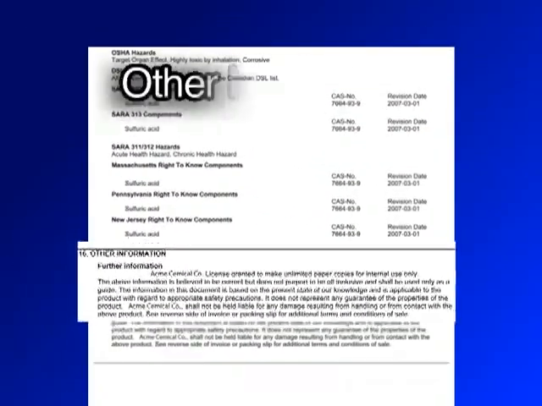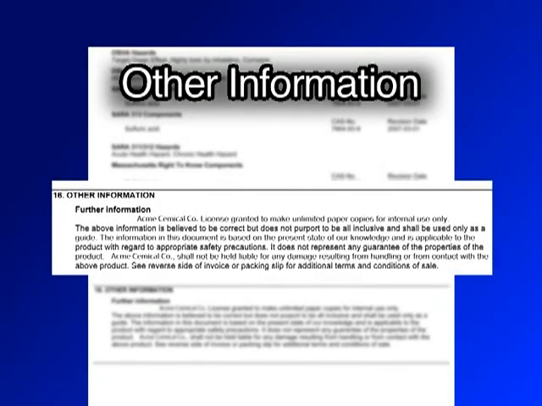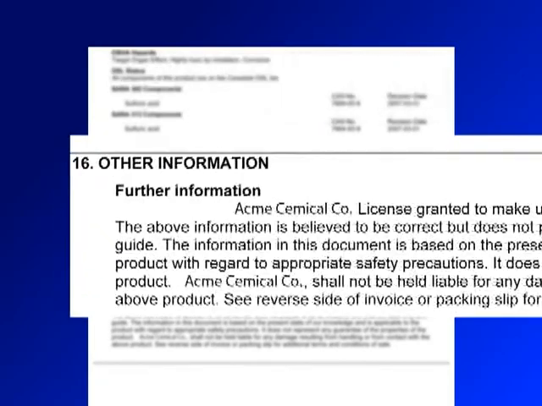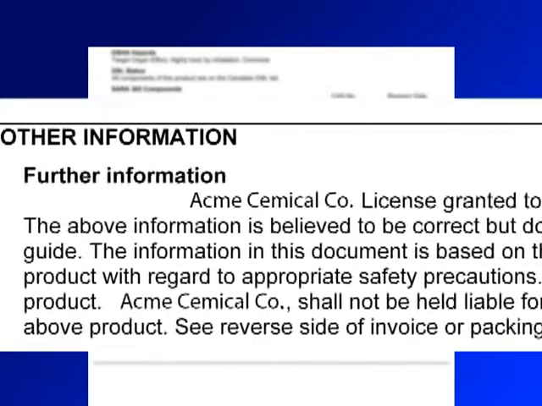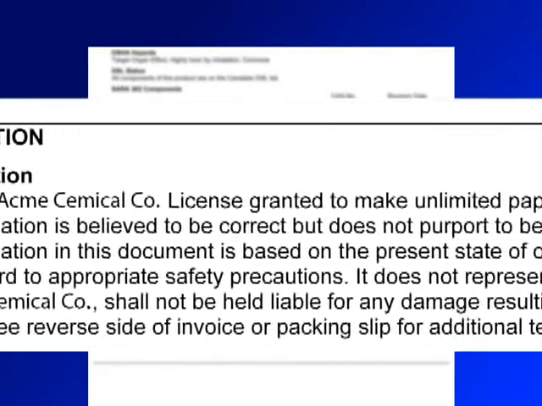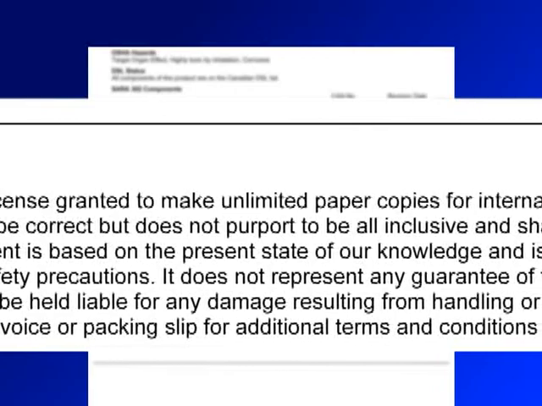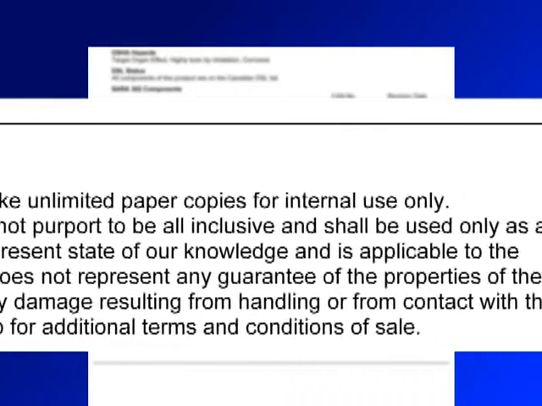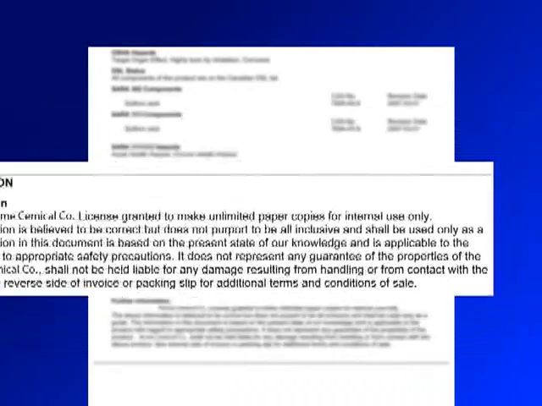Section 16. Other information, including date of preparation or last revision. Section 16 is the last section. It will contain any additional information not already listed, as well as the date of preparation of the SDS or the last change to it.